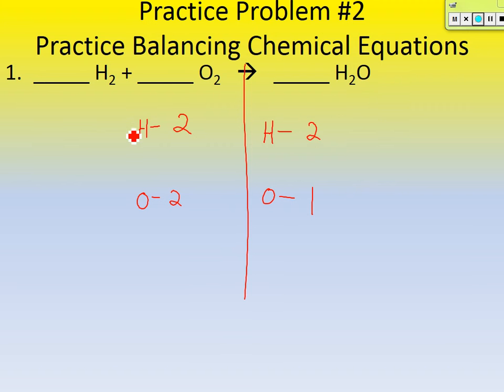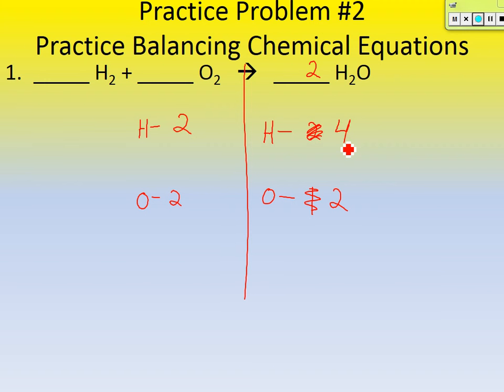So I look across, hydrogens are balanced. That's good. Let's go down to oxygens. Are they balanced? No. So what's the lowest number that both 2 and 1 can go into? 2. How can I make 2 oxygens on this side? If I had a coefficient, what coefficient should I put right there? Let's put a 2. Because 2 times 1 is what? It's 2. But did that change my hydrogens? What's 2 times 2 now? That's 4. So now we got to go back and change that to 4.